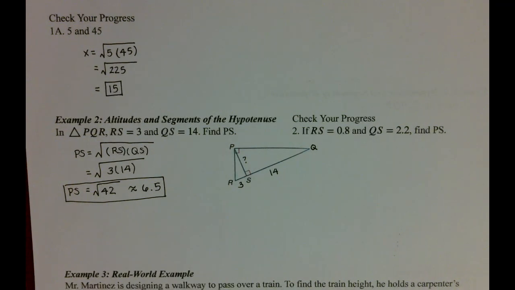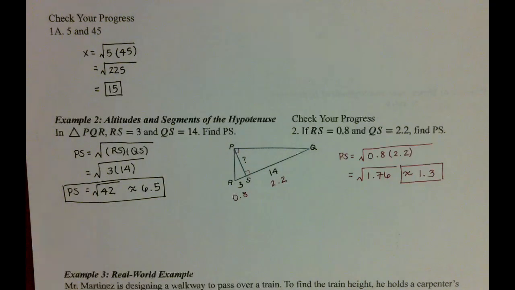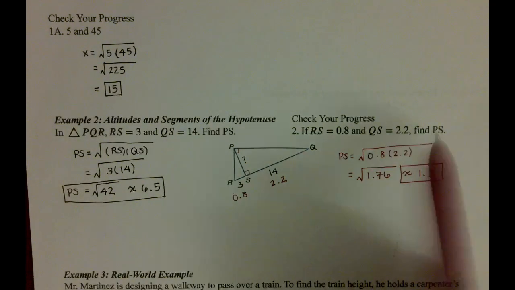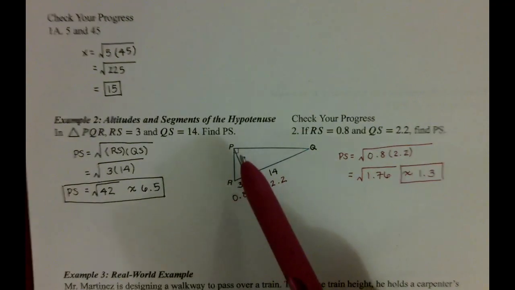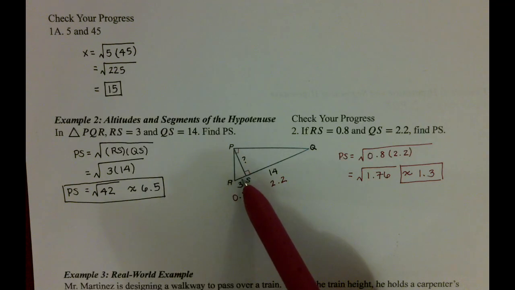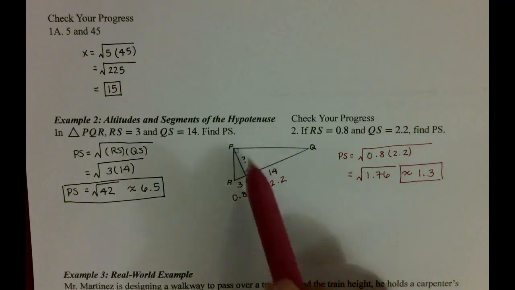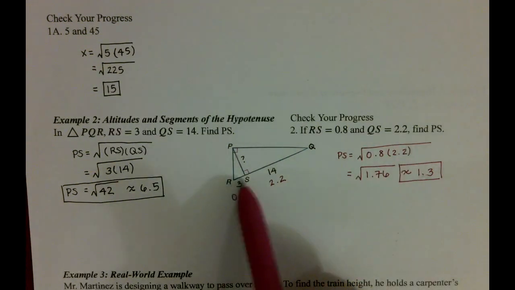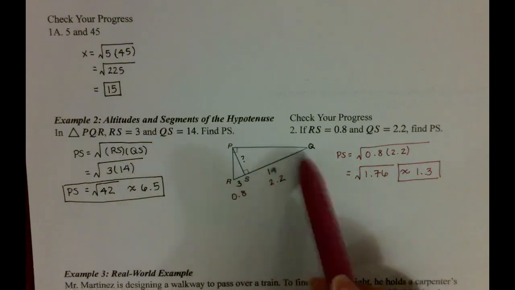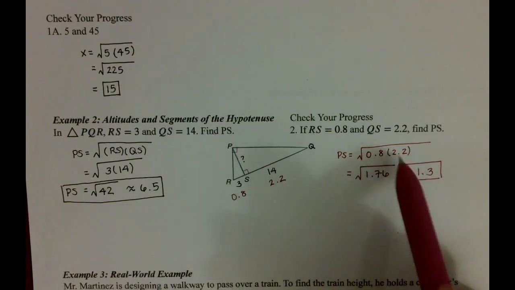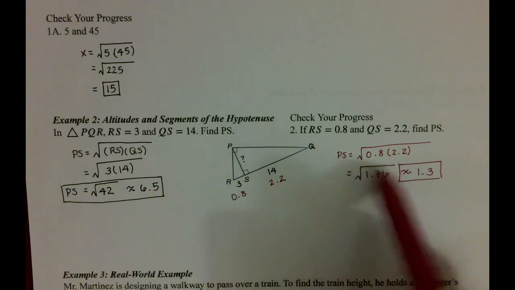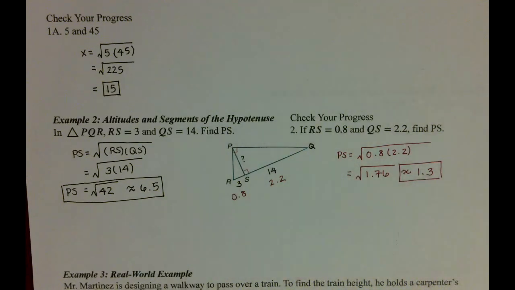Why don't you try CYP2 and then come check your answer when you're done. You should have gotten that PS is approximately 1.3. If you got that right, you can move on to the next example. If not, here is your explanation. Again, the altitude, when it goes from the right angle to the hypotenuse, is the geometric mean of the two segments of the hypotenuse. So PS is the square root of 0.8 RS times 2.2 QS. 0.8 times 2.2 is 1.76. The square root of 1.76 is approximately 1.3.